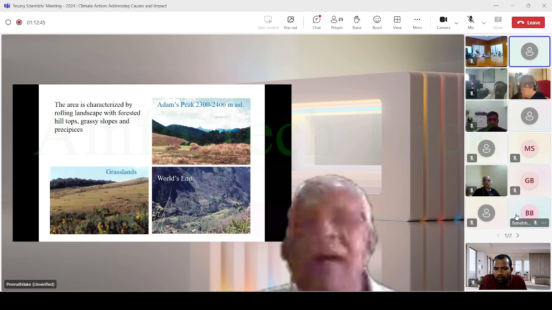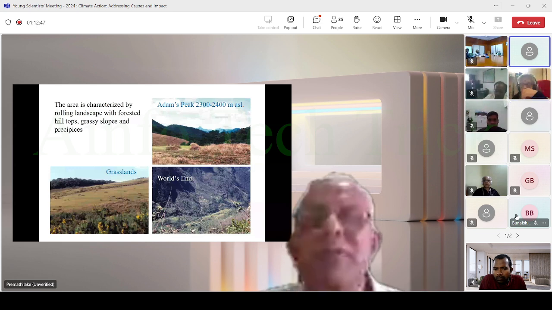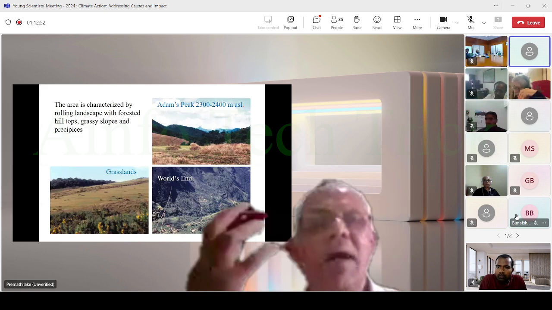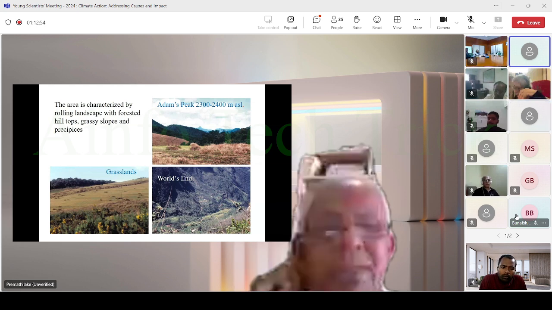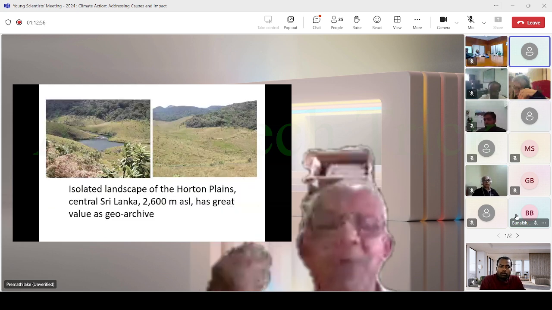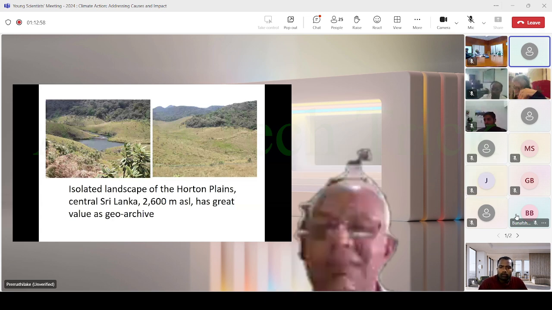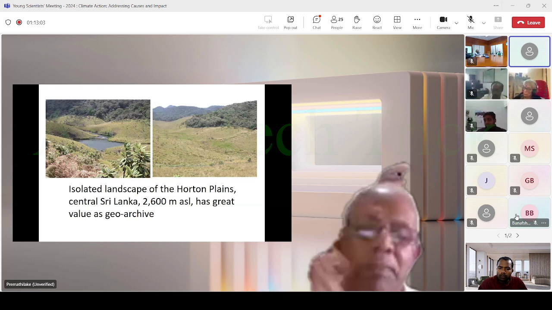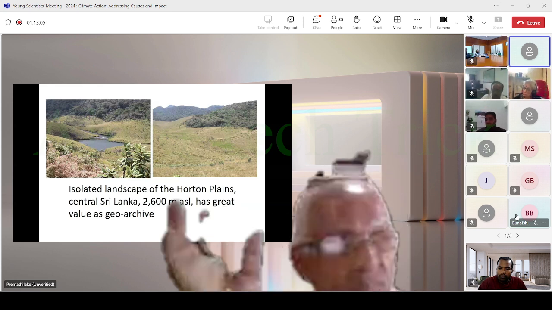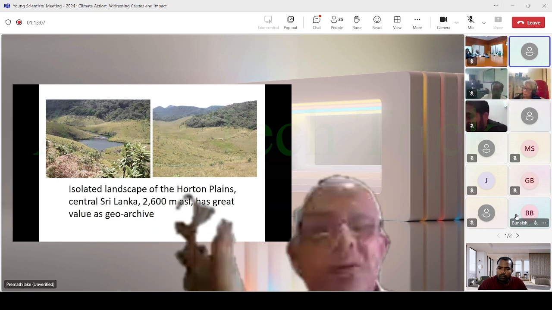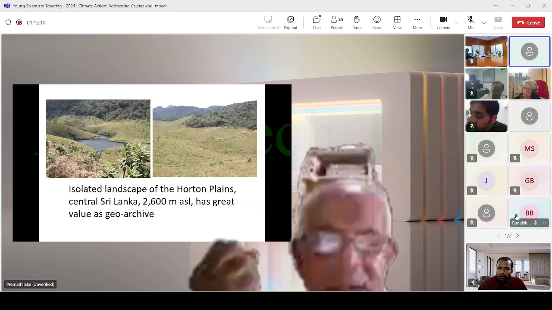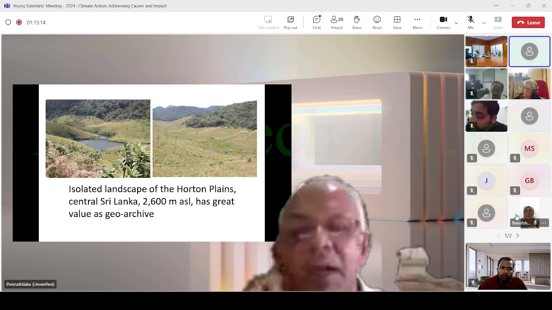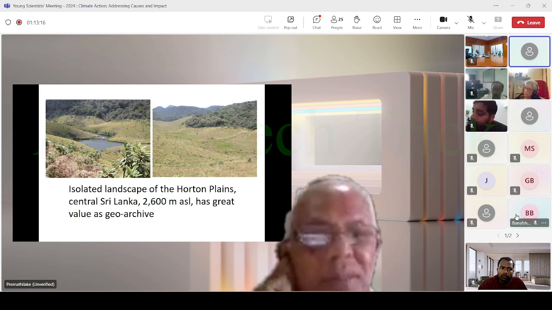Actually, the area, I would be happy to say, is like a black box which contains a lot of information about the past. This isolated landscape is called Horton Plain, which is one of the national parks located in this area. It is very much isolated by high ground, 2,600 meters above sea level, which makes it a very valuable archive containing a number of proxies.